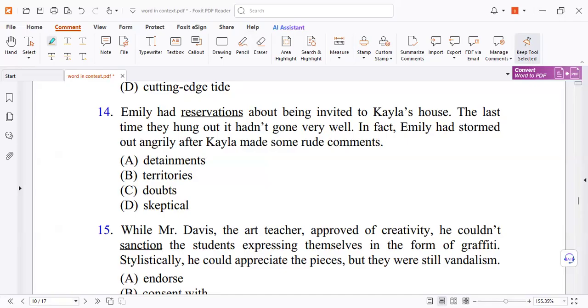The answer is C. Letter C, correct. Now let's revise the Latin roots. Skeptical is kept, just like you doubt something. But we don't say that here because this is a noun and this is an adjective. Wrong. Look, the language can help you. Noun, adjective, wrong.